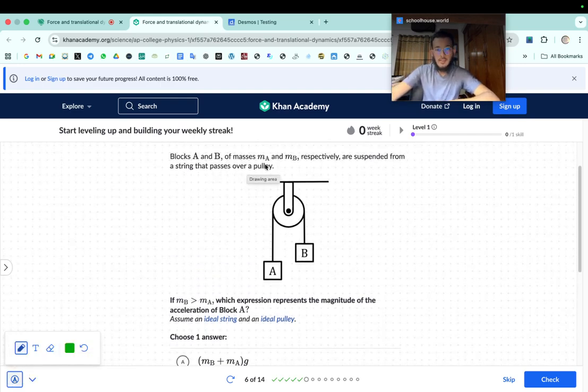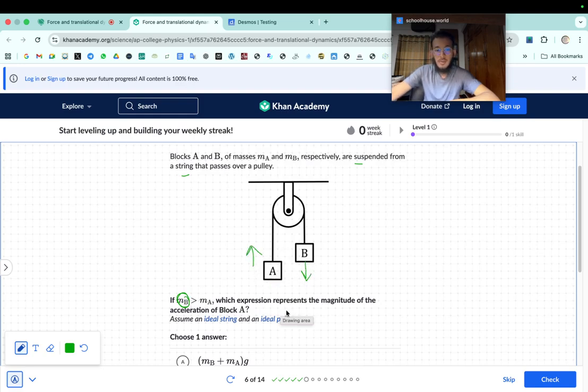Blocks A and B of masses MA and MB, respectively, are suspended from a string that passes over a pulley. If the mass of block B is greater, which means B would move downwards and A would move upwards, which expression represents the magnitude of the acceleration of block A? Assume an ideal string and ideal pulley.